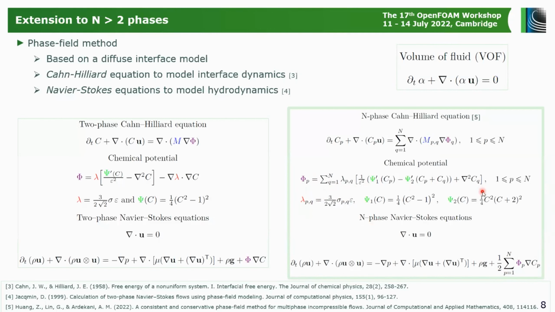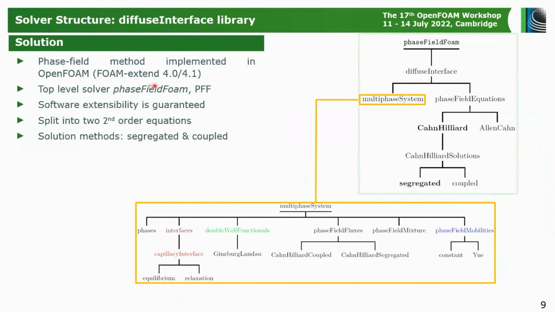Now, a bit about the software structure. We developed it in FOAM-Extend 4.0, 4.1. The top-level solver is named phaseFieldFoam, and it is designed in a way that software extensibility is guaranteed, so many models can be added. And since we are dealing with a fourth-order partial differential equation, we split it into two second-order partial differential equations, and we solve them at the moment using a segregated method, one after the other.